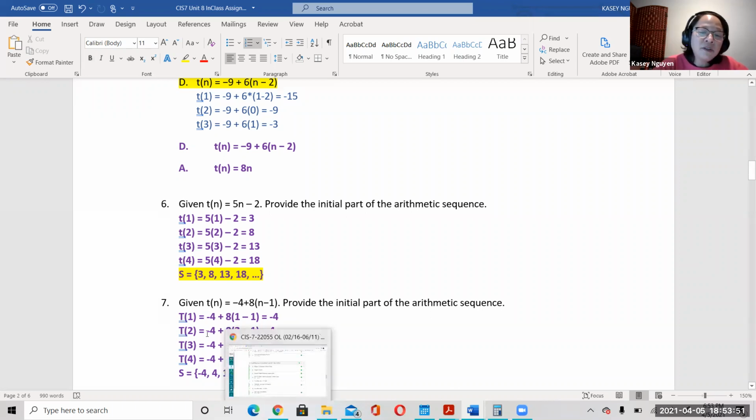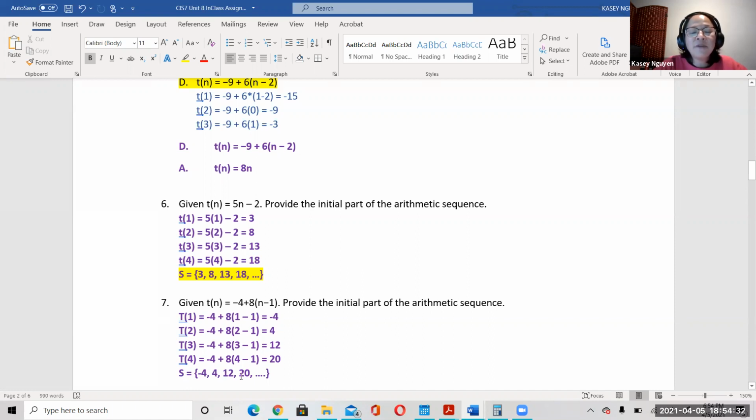Then you would do n is equal to 2, plug in 2, and solve for that. So 2 minus 1 gives you 1. 1 times 8 is 8, plus -4 gives us 4. Then T of 3: 3 minus 1 is 2. 2 times 8 is 16. 16 minus 4 is 12. And so on. Once you build out the first few, that's good enough. We can say that our sequence is -4, 4, 12, 20, and so on.